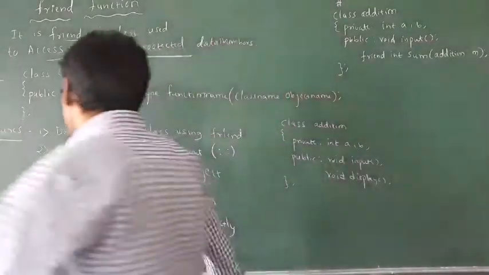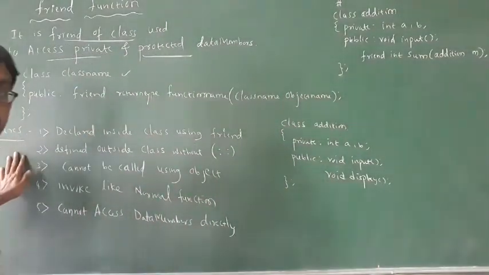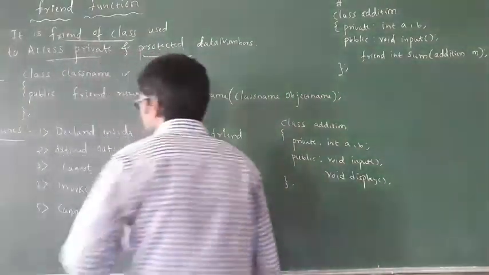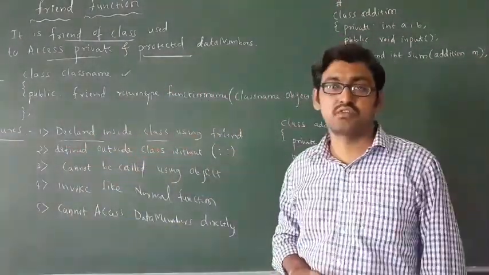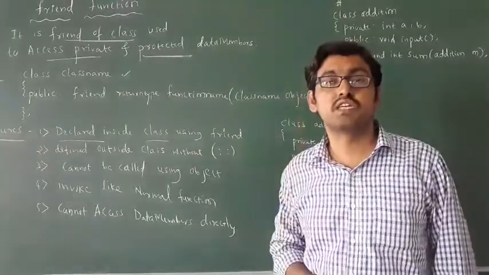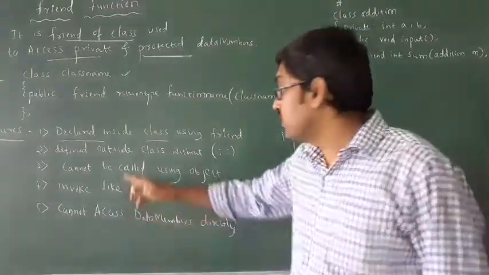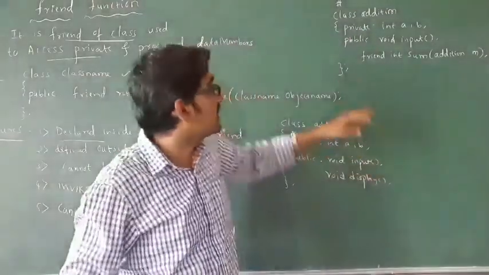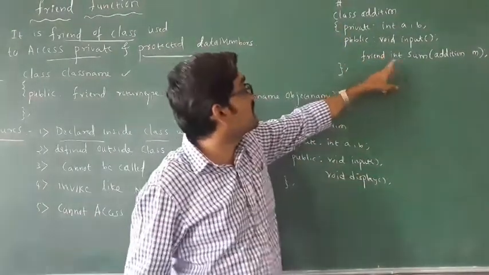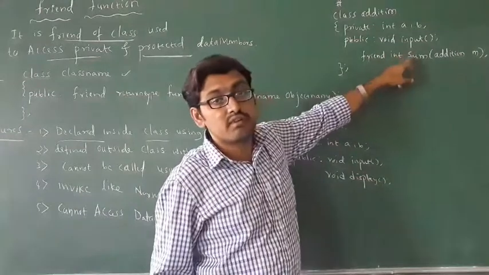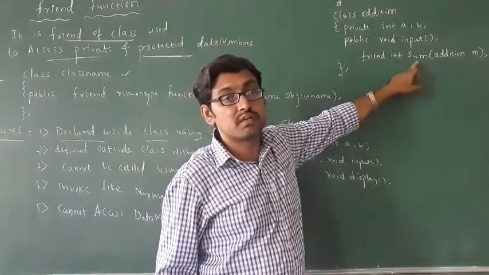Then the next one is, what are the features of a friend function? See, it is declared inside the class using the friend keyword. Friend function: always you have to declare inside the class. See, this is a program. You have to always declare the friend function. Sum is a friend function here.